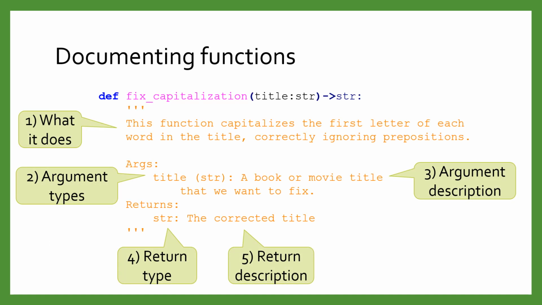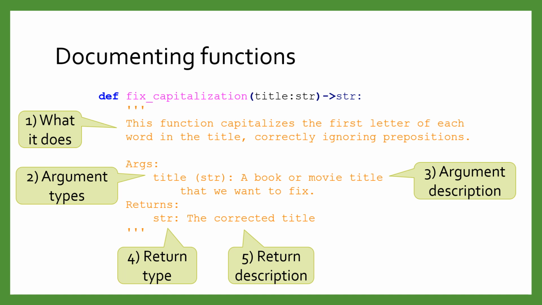Many people agree that, at a minimum, you should document all of your functions. Here is the convention that you will need to follow. Use a triple quoted string as the first line in the definition of the function. Begin with a quick description of what the function does. Leave a blank line, and then type Args, followed by a colon.